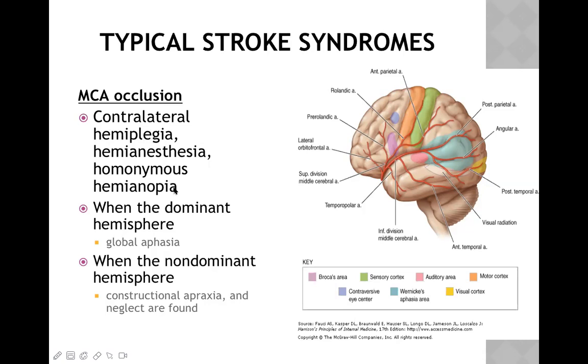Okay, now there is a visual problem: homonymous hemianopia. Now let me explain this. But before I go there, I would like to ask you one question here. Why is it contralateral hemiplegia? Why not unilateral or the same side? Because of decussation. Because the fibers will cross each other. It will decussate in the brainstem.